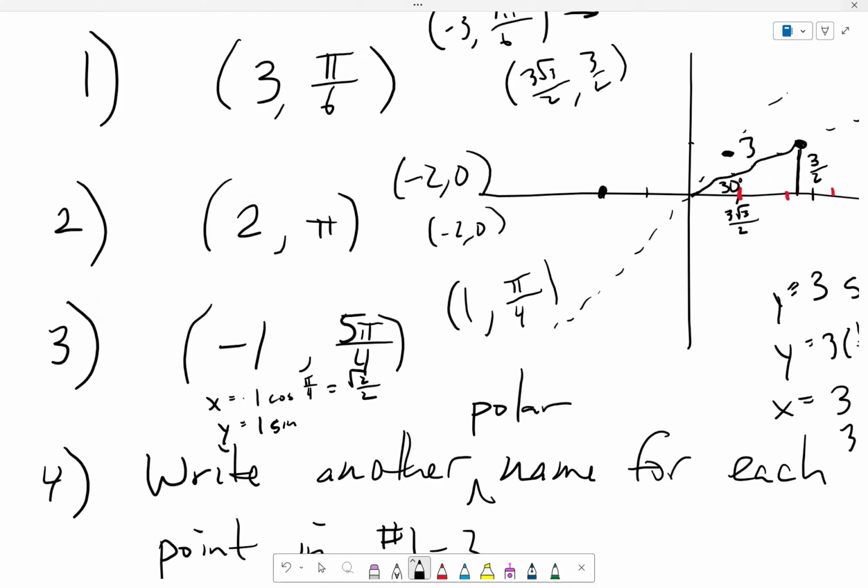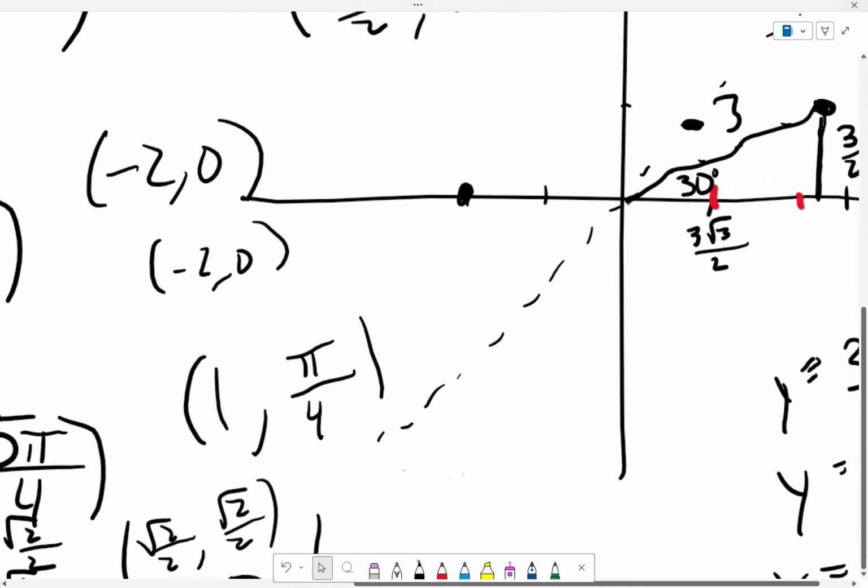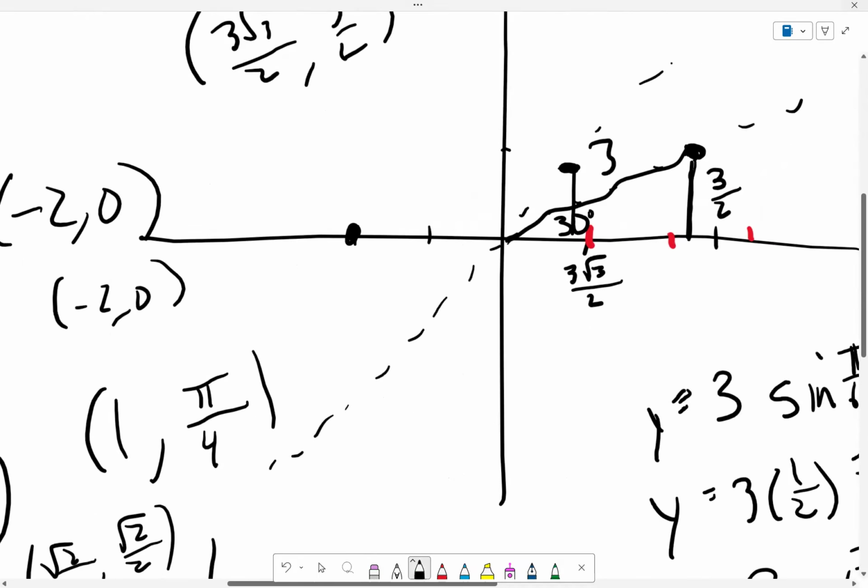Y equals 1 times sine of pi over 4. So we get root 2 over 2, comma root 2 over 2. Thank you. Is there another way to do that? There's a triangle we could use there? Oh, look at that. There is a triangle. What kind of triangle is that? 45-45-90. Thank you.